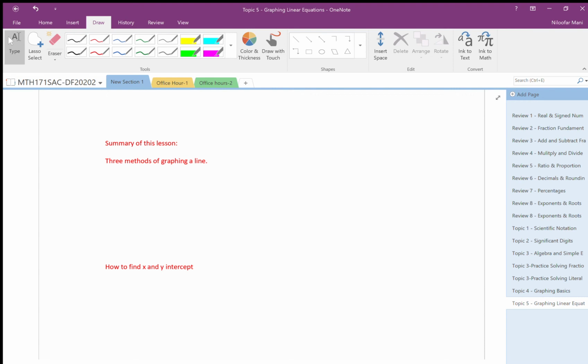Okay, so three methods of graphing a line. First you have to mention which line. Of course I'm not going to write all the summary here, because I already did the lesson. But okay, so I have three methods.